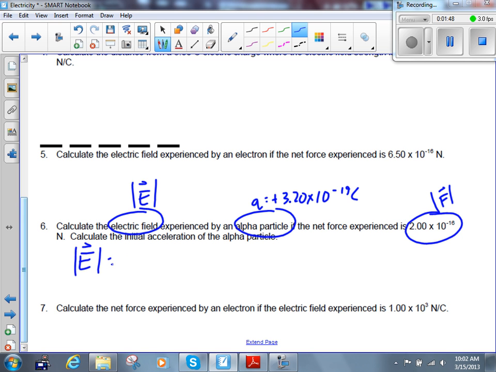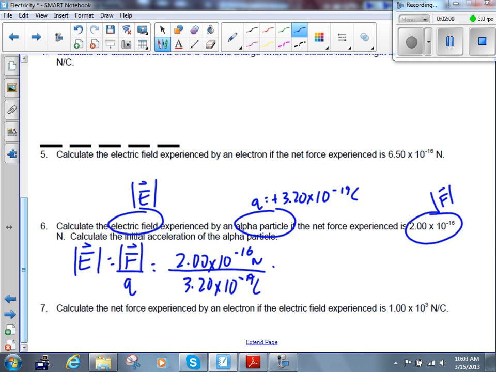So let's go E is equal to F over Q using the experiencer equation. The force is 2.00 times 10 to the minus 16. And the charge is 3.20 times 10 to the minus 19 coulombs. When we divide those two numbers, we end up getting 6.25 times 10 to the 2. And of course, the units for this are newtons per coulomb.